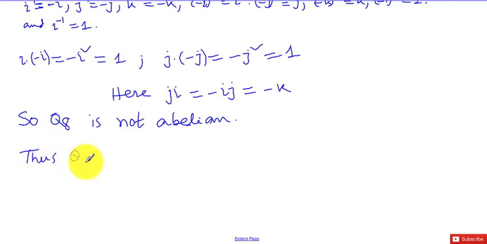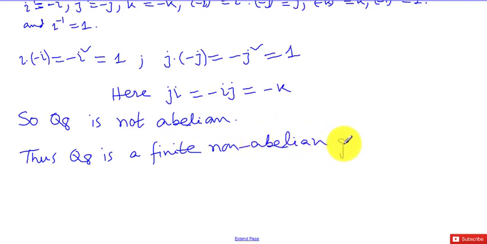Thus, Q8 is a finite non-abelian group of order 8.